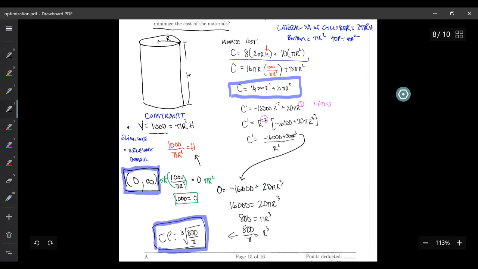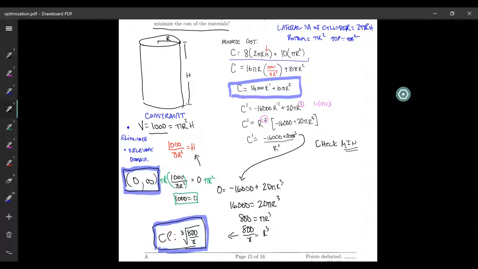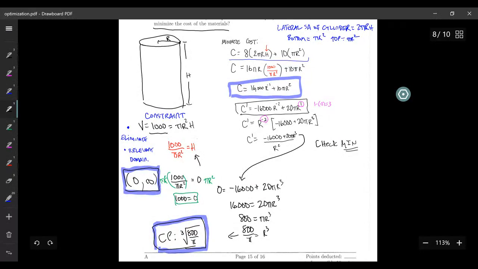So now we're going to check that we have a min this time. Sorry, min, not a max. In this case, I'm going to take the second derivative because my first derivative wasn't too bad. So using the second derivative test, C double prime in this case is negative 16,000 times -2, so 32,000 r to the -3, and then plus 20 pi. So 32,000 over r cubed plus 20 pi.